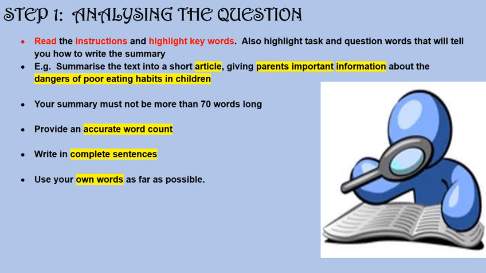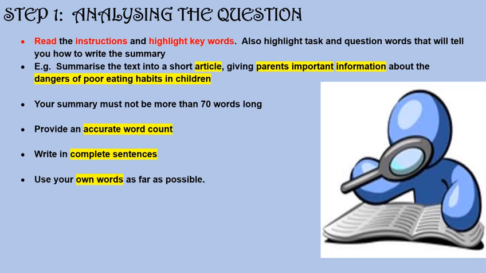First of all, we're going to look at how do you analyze your question. Remember I said read your instructions. First of all, read the instructions and you highlight your keywords, your most important words. Also highlight task and question words. For example, summarize, how, what, when. Those are question and task words. For example, there it gives you, summarize the text into a short article giving parents important information about what? Dangers of poor eating habits in children.